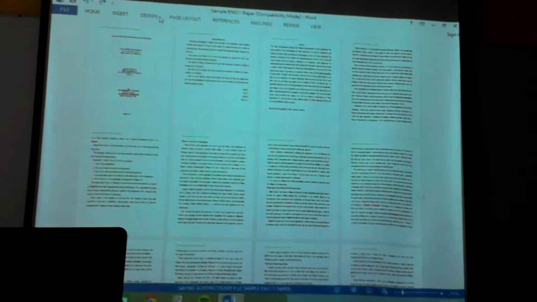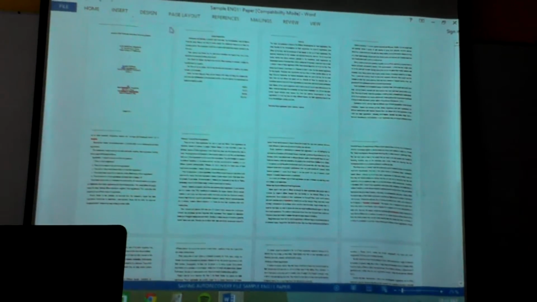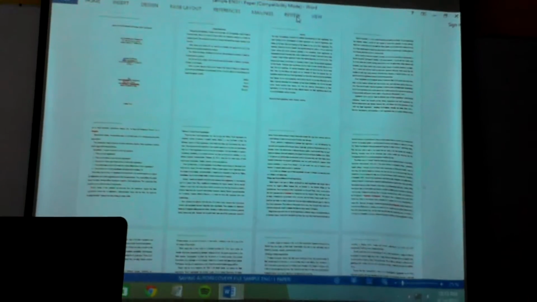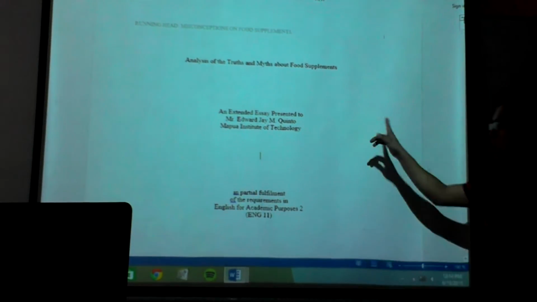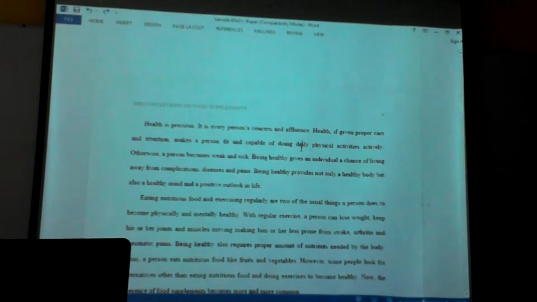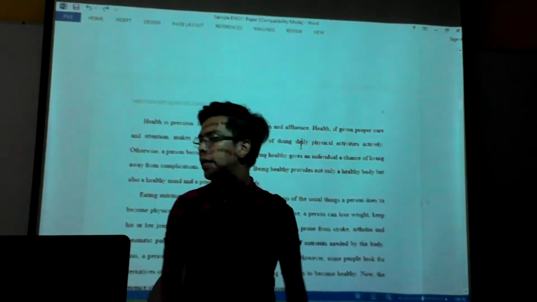I'll show you this Apple paper. You're not yet doing these first 3 pages, but let me just show to you that on its final form, the paper will look like this. What do you see? Page number, running head. Pupunta ako dun sa first page ng introduction nila. Okay, this is the first page of the introduction.